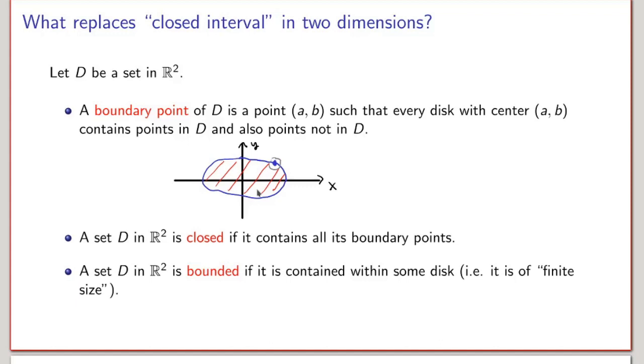And the second idea I need is the idea of bounded sets. So we say that a set is bounded if it is somewhat of finite size. More precisely, we say that it is bounded if it is contained within some disk. So that means if you can draw a disk in R2 and the set is contained within the disk, then the set is bounded. So what replaces the idea of closed intervals in 2 dimensions is the idea of closed bounded sets.